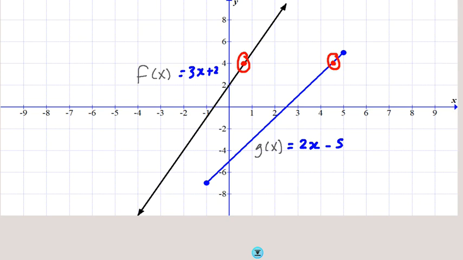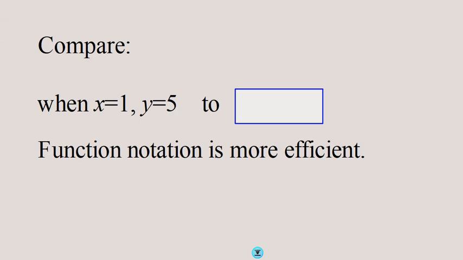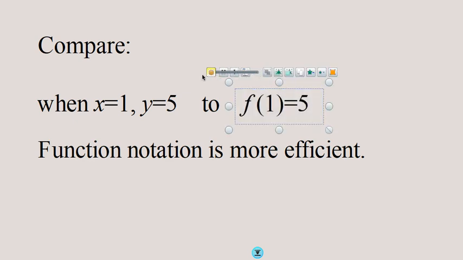But there's also another reason. Compare the following. Compare the statement when x equals 1, y equals 5, which is what you would expect from an equation, to a statement like f of 1 equals 5. Now, this statement is a lot more efficient. It includes your x value and it shows you your y value. Here you had to give them separately. So this is a very efficient notation. It tells you your x and your y in the same statement.